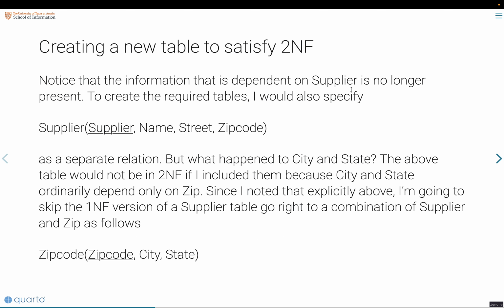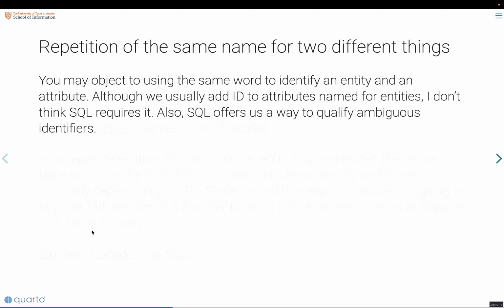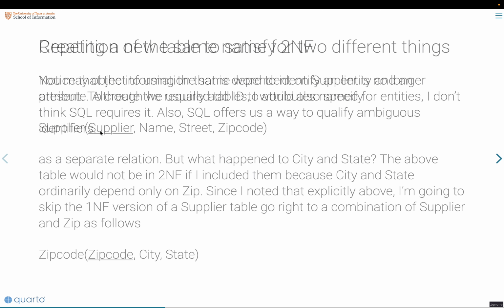The information that's dependent on supplier is no longer present. So to create the required tables, I would also specify a supplier table, which has supplier, name, street, and zip code as a separate relation. But I don't need city and state because city and state depend on zip code. So I could have a separate zip code and zip code city state. Actually, I don't really need this because there's a free database that you can look this up with, supplied by the post office from your tax dollars.